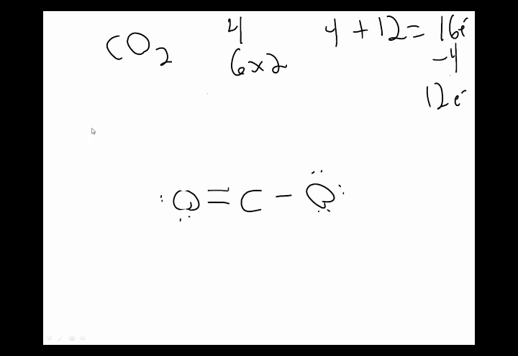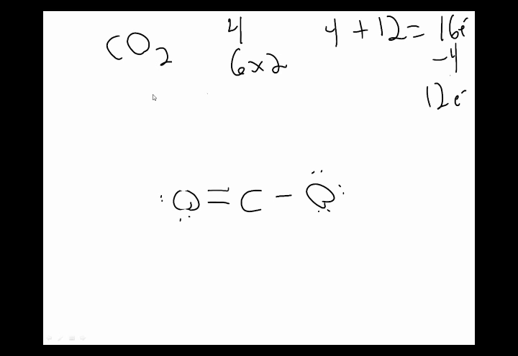So oxygen, though it doesn't get as many to itself, right? It still has 2, 4, 6, 8. Oxygen didn't lose any electrons in this process. But carbon gained 2. Carbon has 2, 4, 6 now.